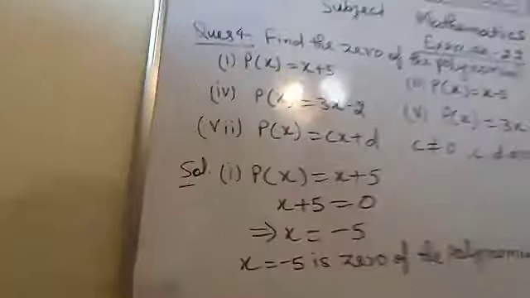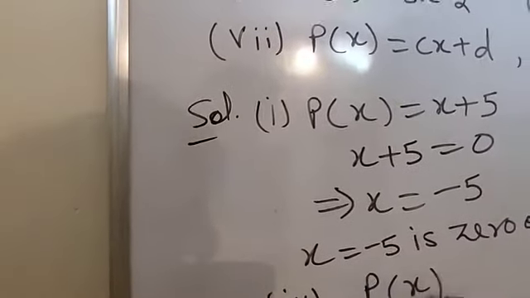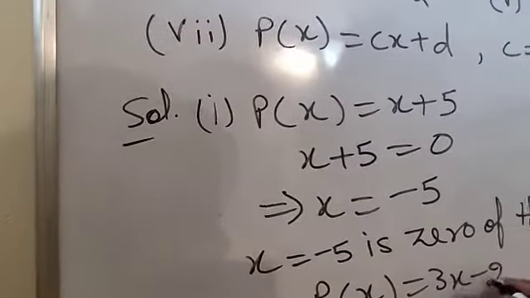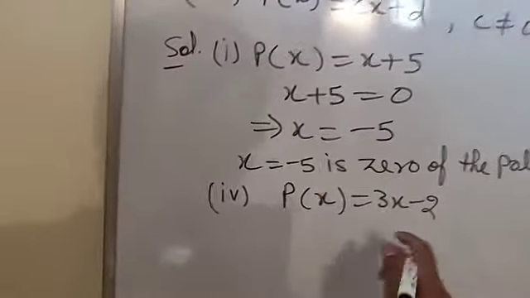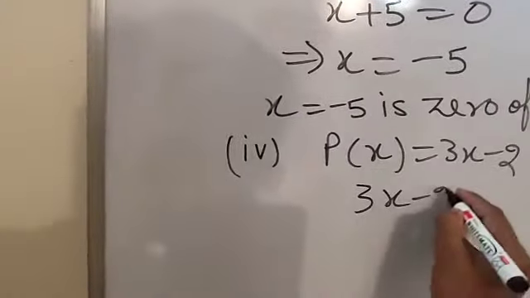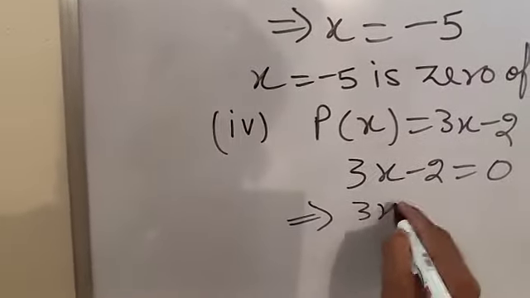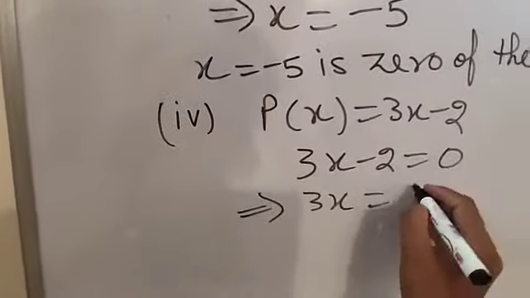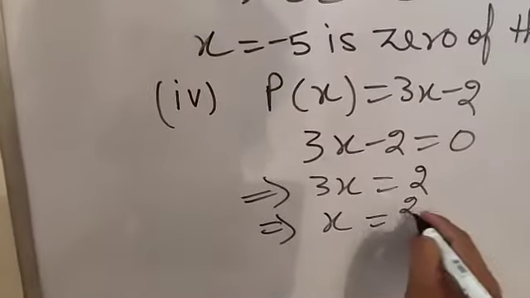Now I am going to explain the fourth part. The fourth part is p(x) equal to 3x minus 2. So again you need to find the value of x at which it is equal to 0. So put 3x minus 2 equal to 0 and find the value of x. Then 3x equal to, minus 2 will be transferred to the right side, it will be plus 2. Then x equal to, here 3 is multiplied, so it will be 2 by 3.